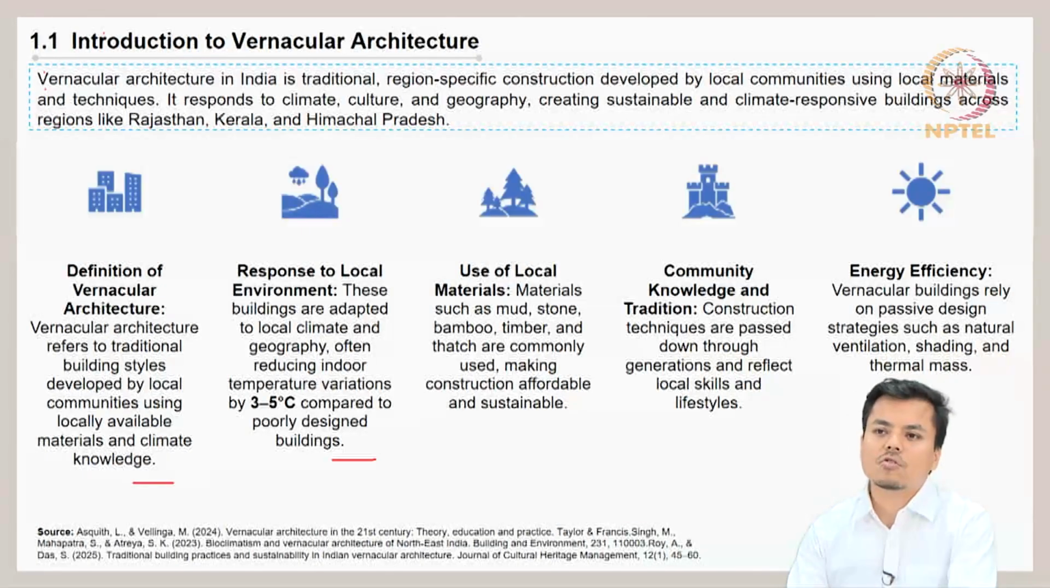Materials such as mud, stone, bamboo, timber and thatch are commonly used, making construction affordable and sustainable. So these are some materials we use for construction based on the region, and overall sustainability is also increased. Community knowledge and tradition is the key way of communicating this design idea from one generation to another. Construction techniques are passed down through generations, and they reflect the local skills and lifestyles of the individuals.